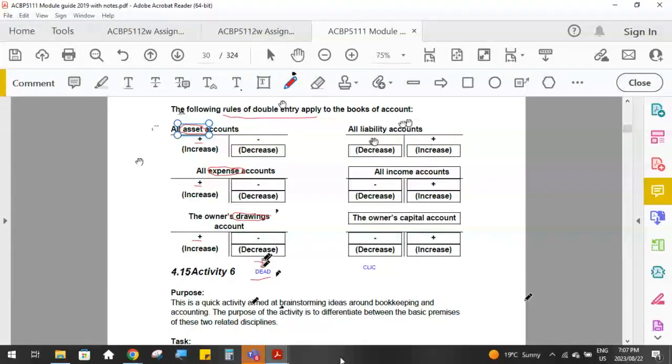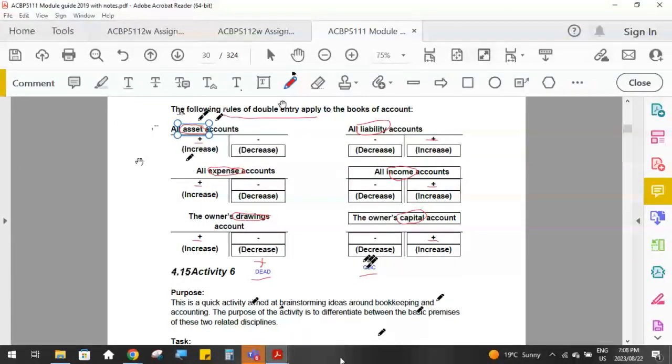And then on this side over here, we've got liability accounts, income accounts, and the owner's capital account. Those three accounts all increase on the credit side. That gives us the word click. And those three accounts, C in the front for credit, increasing on the credit side, L for liabilities, I for income, and C for capital.